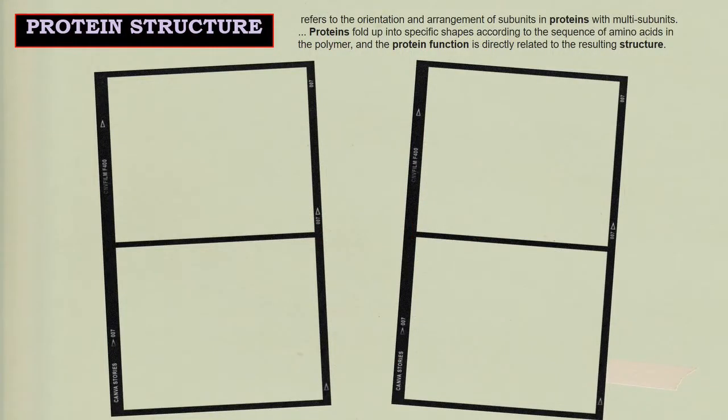The protein structure. It refers to the orientation and arrangement of the subunits of a protein, even the multi-subunits. Now, a protein will try to fold into a specific shape as it carries on with its sequence of amino acids from a monomer to a polymer, and this folding and shape of a protein structure will determine the function, as it is related to the shape and size of a protein.